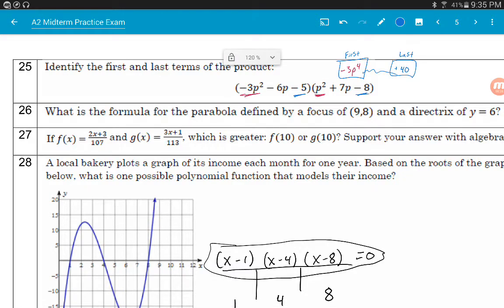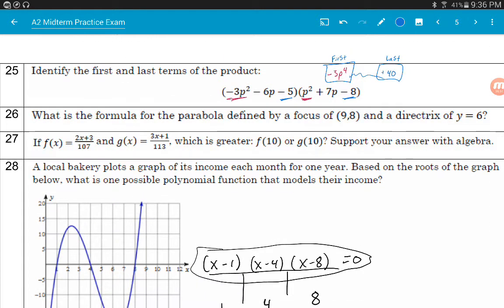Now, question 26, I'm definitely going to go to my loose leaf for. Question number 26 requires a diagram. Whenever you're drawing something that's geometrical in nature, you should be expecting to draw a diagram, even if it's not required for the question, because it's going to help you understand the context. So question number 26 is, what is the formula for the parabola defined by the focus of 9, 8 and a directrix of y equals 6?